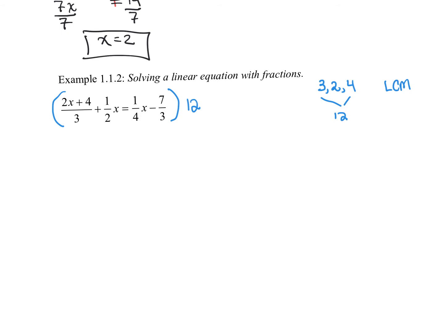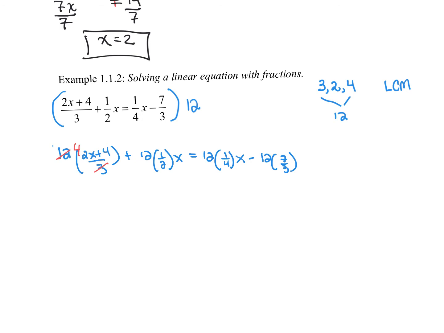So let me write what that looks like. So I have 12 times (2x plus 4) over 3 plus 12 times 1/2 x equals 12 times 1/4 x minus 12 times 7 over 3. Everything got multiplied by 12. Everything on both sides of the equation. So since it happened to everyone, it is fair. Now you can reduce. 12 divided by 3 makes just a 4. 12 divided by 2 makes just a 6. 12 divided by 4 is just a 3. And 12 divided by 3 is just a 4.